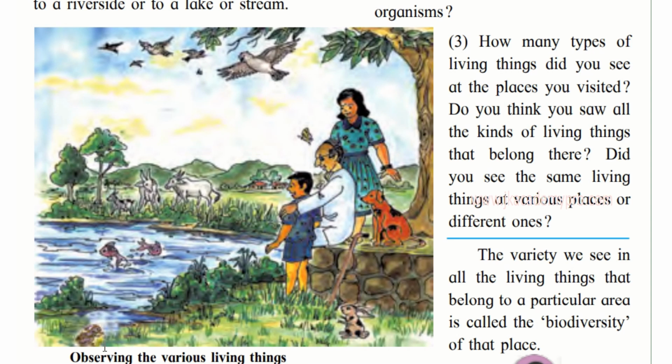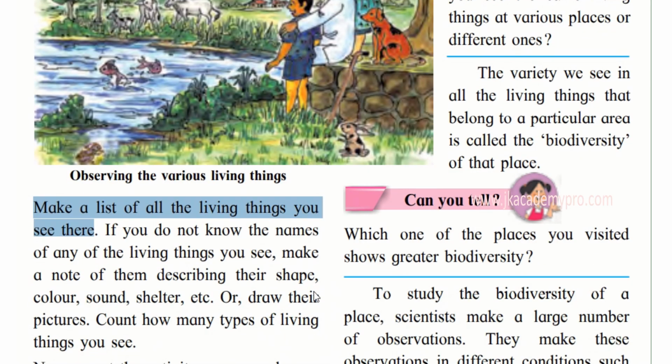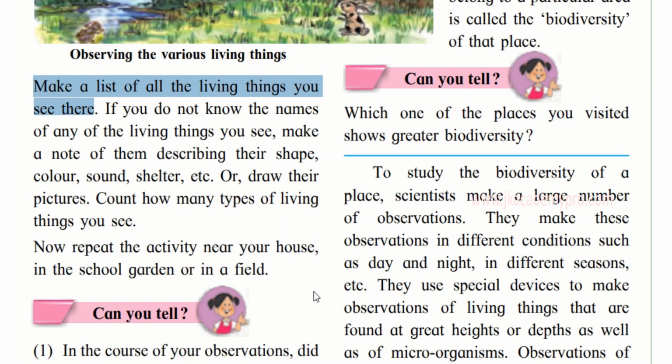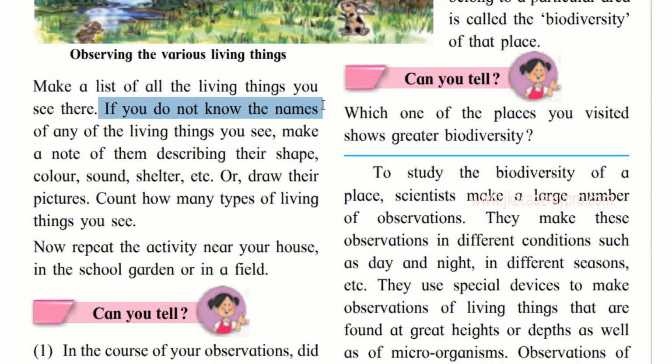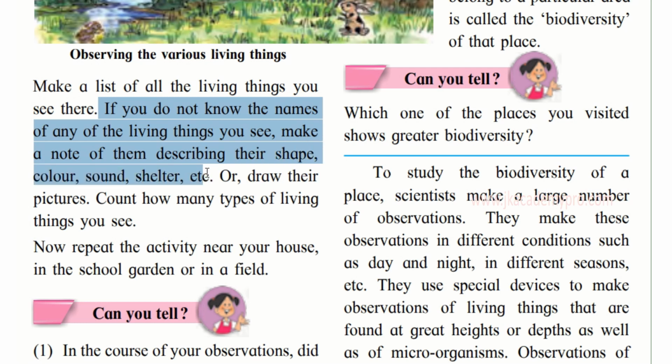There is water, there is some little animal, I think it looks like a squirrel, there is a rabbit, there are cows, birds flying, there are so many plants, so many trees. Okay, so like this, take a notebook with you and list down all the living things that you see. And if you do not know the names of any of the living things you see, make a note of them by describing their shape, color, sound, and shelter.